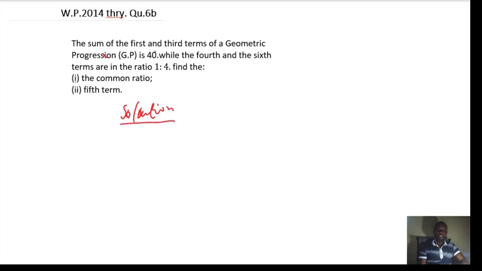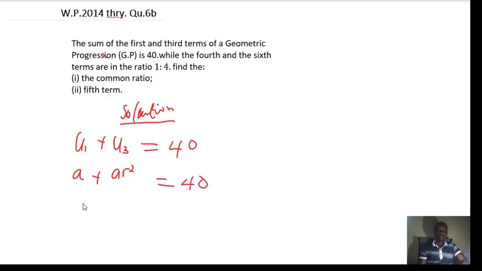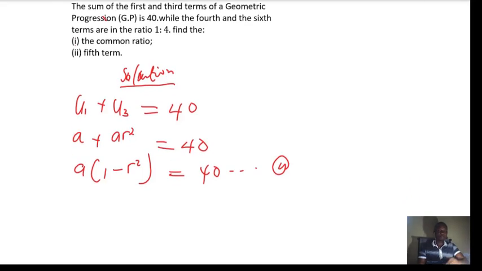The question says that the sum of the first term and the third term, so U1 plus U3, is equal to 40. And this is a GP. So in a GP, the first term is A, and the third term is AR squared, and it's equal to 40. So here let's factor A out. So we have A times (1 plus R squared) equals 40. Let's call this equation 1.